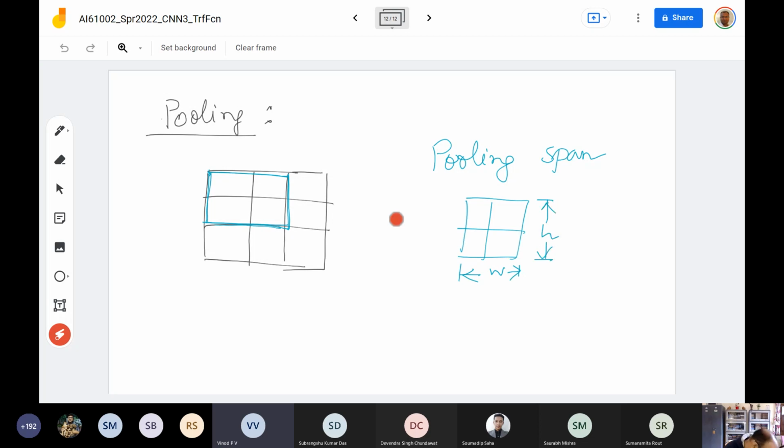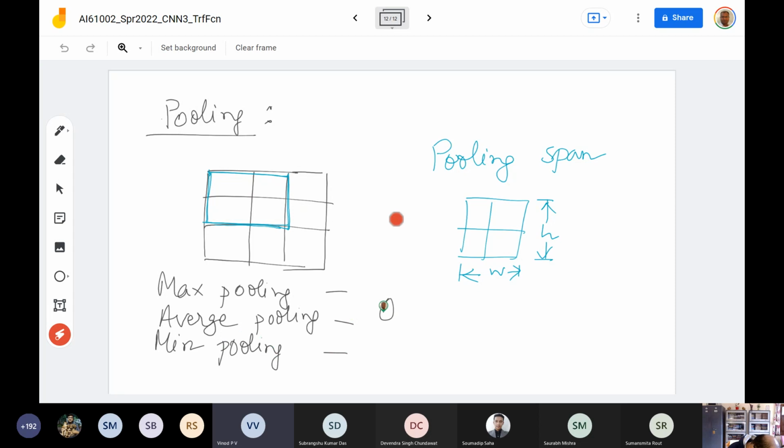Say, then what this pooling is going to do is there can be multiple operations. One can be max pooling. There can also be another thing which is called average pooling. There can be another thing which we can call minimum pooling, min pooling. So essentially what it does is it operates on the samples within this span.